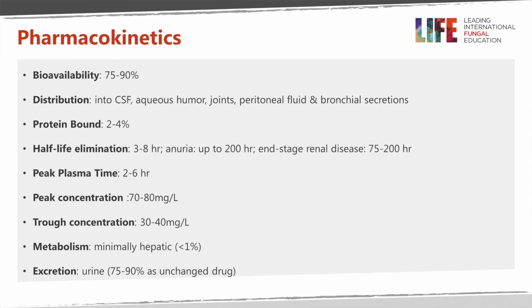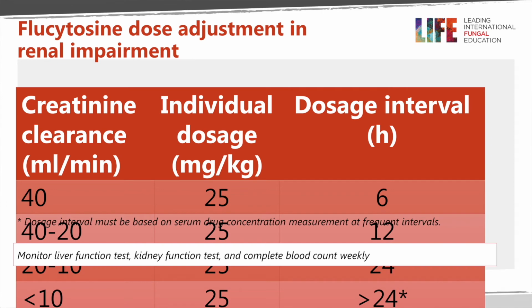And the peak plasma level is achieved 2 to 6 hours after oral administration, with the peak concentration after 2 hours of administration being 70 to 80 milligrams per liter, and a trough concentration of about 30 to 40 milligrams per liter. And metabolism is minimally hepatic, unlike the triazole class of antifungals. And excretion, as I've already talked about earlier on, is mainly renal.